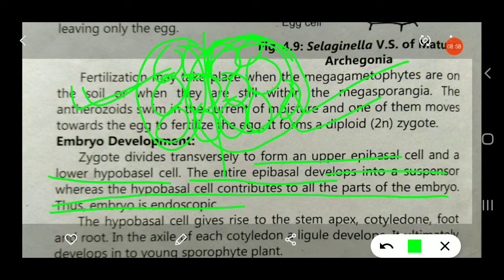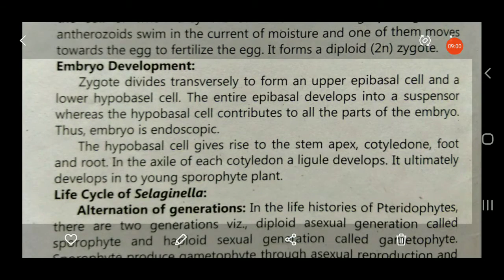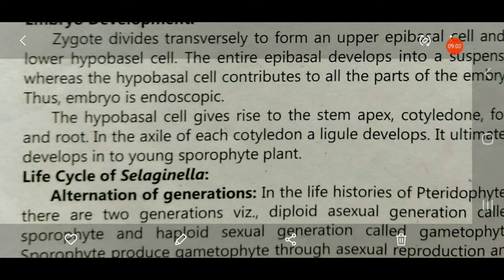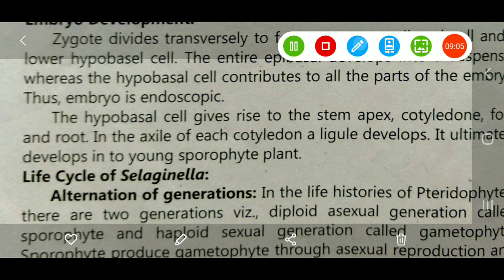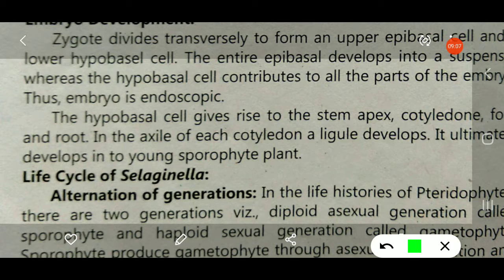These hypobasal cells give rise to a different group of tissues or cells having different functions. They form the different organs of the plant body. The hypobasal cells of the zygote or embryo give rise to the stem apex, cotyledon, and root.